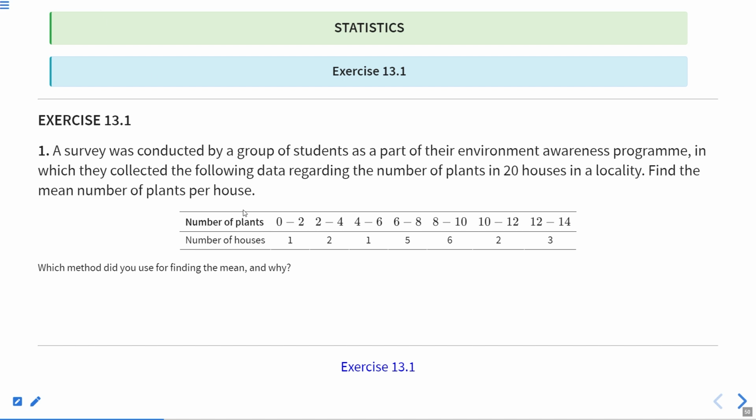Okay, so we are given this table. By using this table, we have to find the mean number of plants per house. Which method do you use for finding the mean and why? We have three methods: number one, direct method; number two, assumed mean method; and number three, step deviation method. Among these three methods, which method did you use for finding the mean?